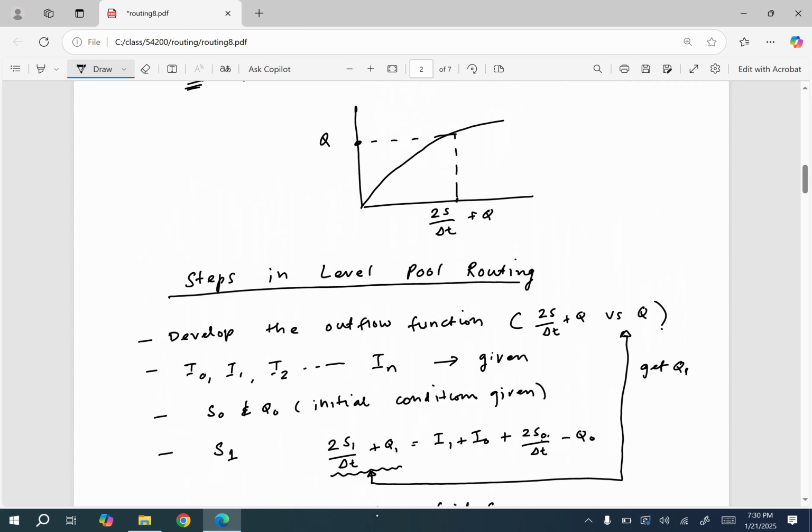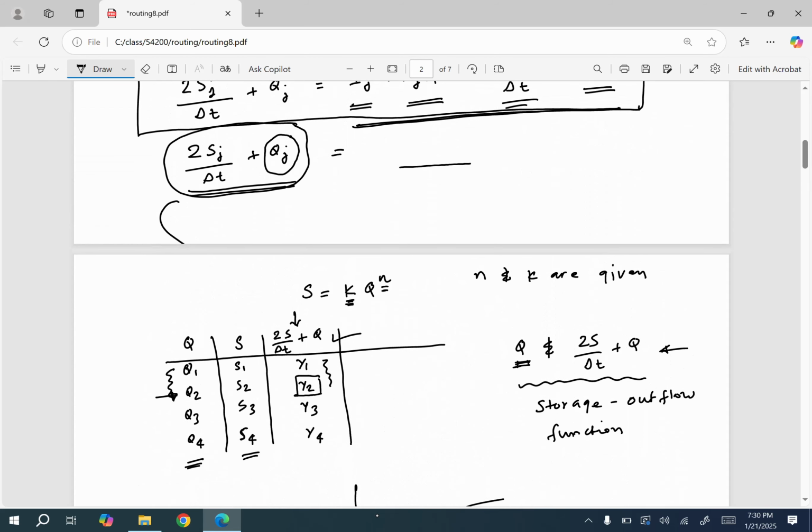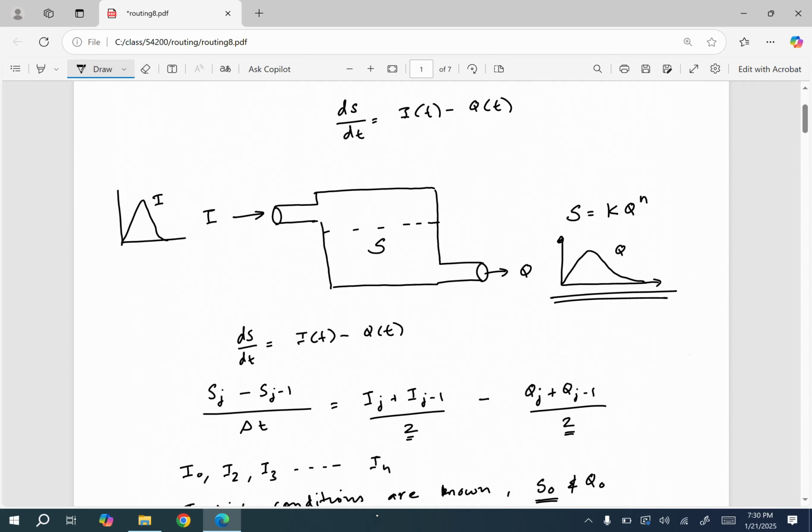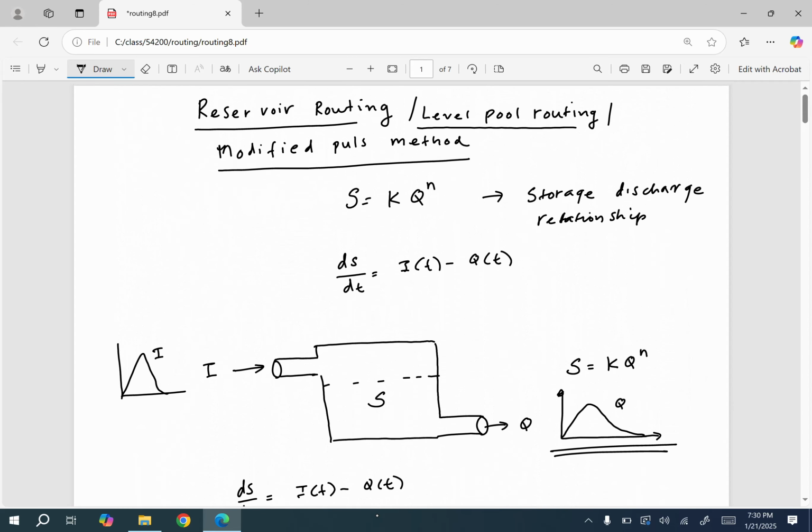Okay, so this is it for the reservoir routing method, which is also called level pool routing or the modified pulse method, in which we have a non-linear relationship between storage and discharge. Okay, so this is it for this.